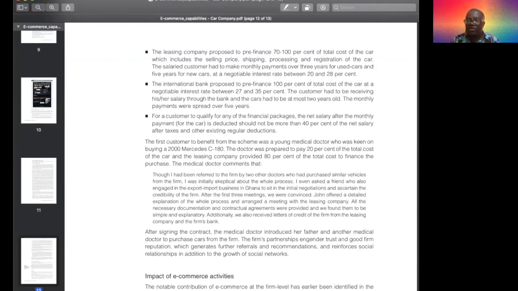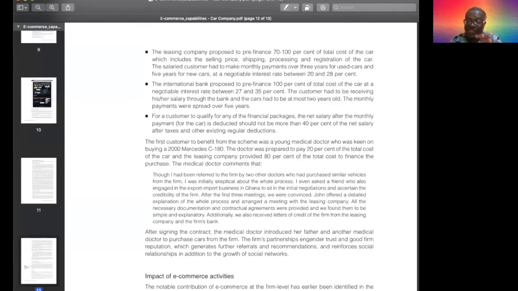Okay, I've admitted Victoria. Good. Who purchased similar vehicles from the firms? I was initially skeptical about the whole process. I even asked a friend who was also engaged in export-import business in Ghana to sit in the initial negotiation and ascertain the credibility of the firm. After the first three meetings, we were convinced. John offered a detailed explanation of the whole process and arranged a meeting with the leasing company. All the necessary documentation, contractual agreements, were provided, and we found them to be simple and explanatory. Additionally, we also received letters of credit from the leasing company and then the firm's bank.